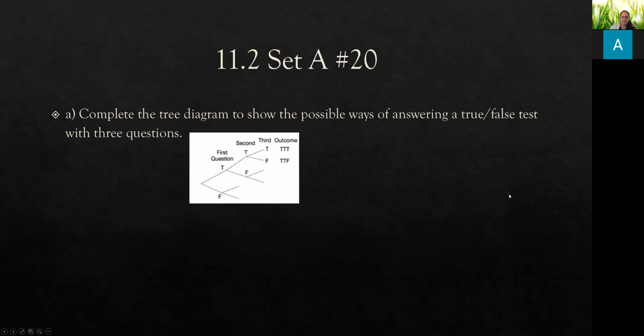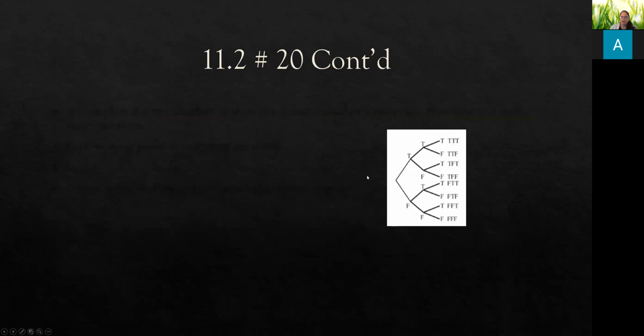Okay, we're going to take a quick look at number 20. It says, complete the tree diagram to show the possible ways of answering a true-false test with 3 questions. So the first question you either answer as true or false. Second question you answer as true or false. And the third question you answer as true or false. So you might say true on all of them, or you might say true on the first 2 and then false on the next one. So here are all of the different possibilities.